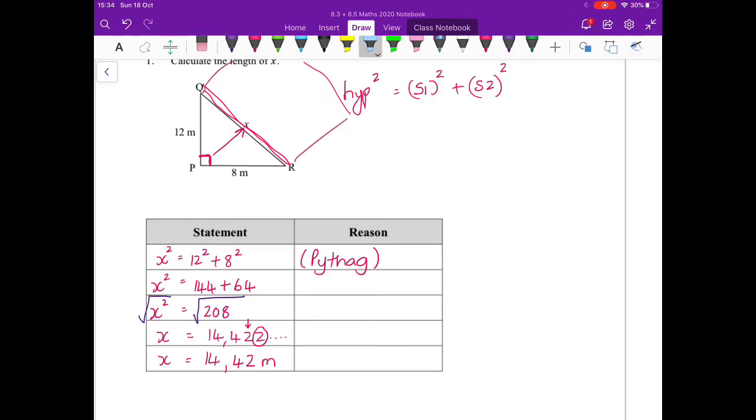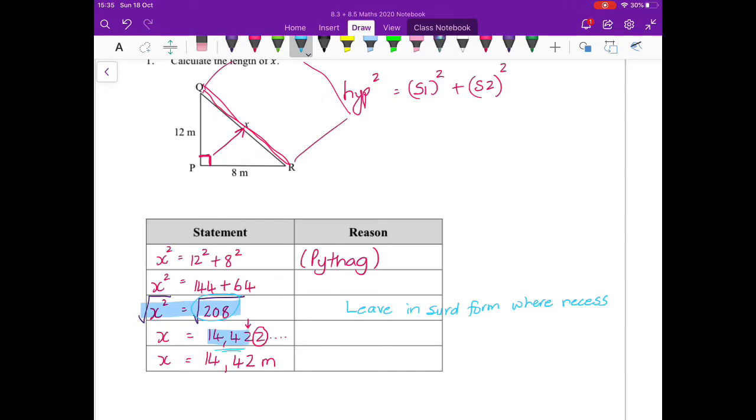And what are these? These are meters. I would like you to talk about this. So can you see we get a decimal? So sometimes in tests or exams or assessments, it tells you to leave it in surd form where necessary. Now what that means is if I square root 208, I get a decimal.